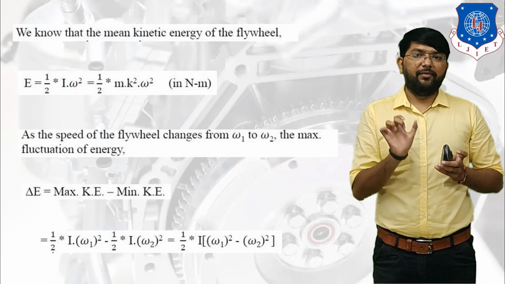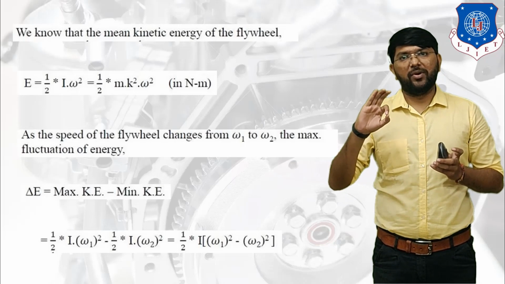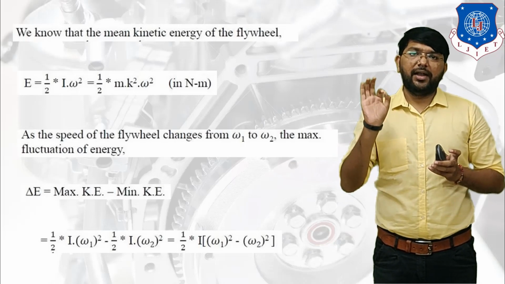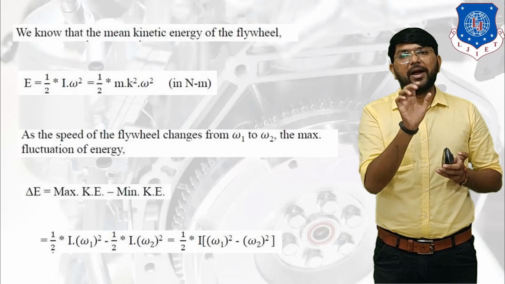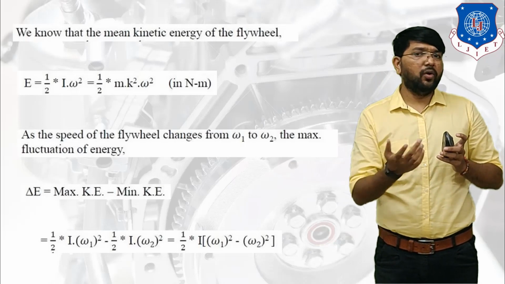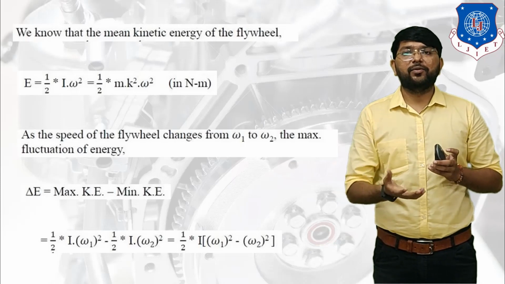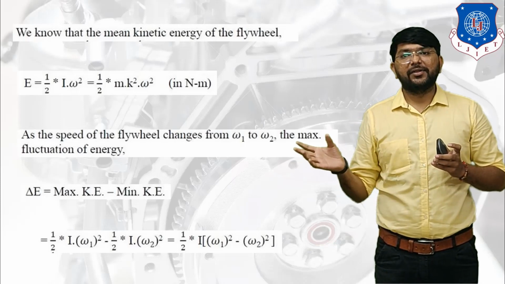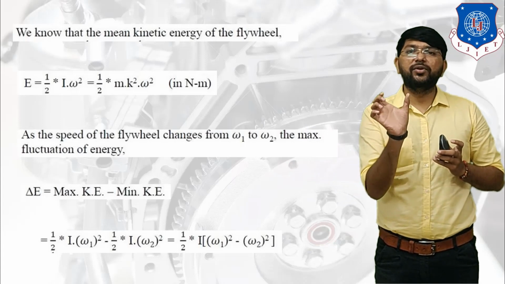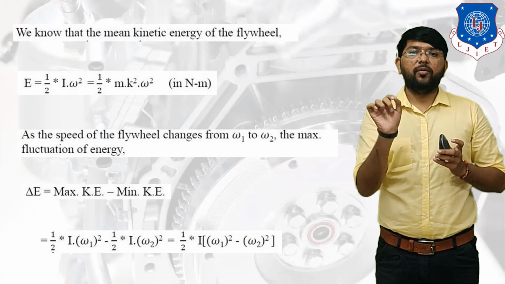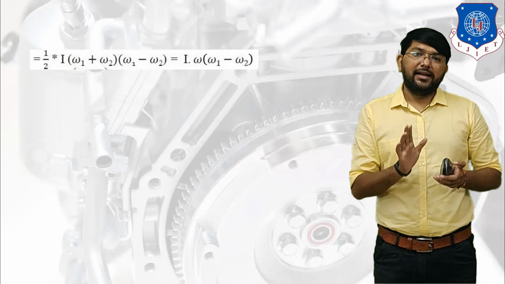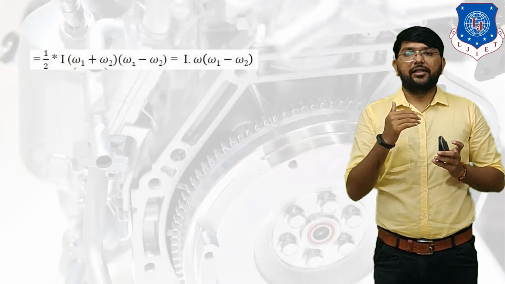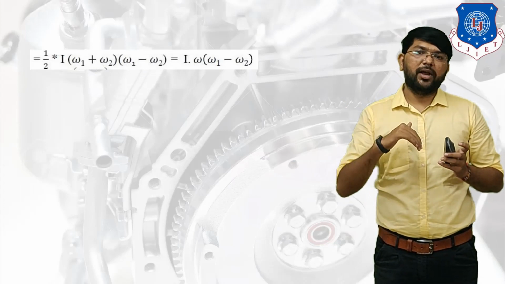Now for the next step, we take a value common, that is 1/2 into I. If we take 1/2 I common, then in the bracket the value is ω1² minus ω2². Now you all know the equation for x² minus y², that is (x minus y) and (x plus y). So we use that formula here. Instead of ω1² minus ω2², we write (ω1 plus ω2) and (ω1 minus ω2). Clear? Then the equation is converted into the form 1/2 I (ω1 plus ω2)(ω1 minus ω2).